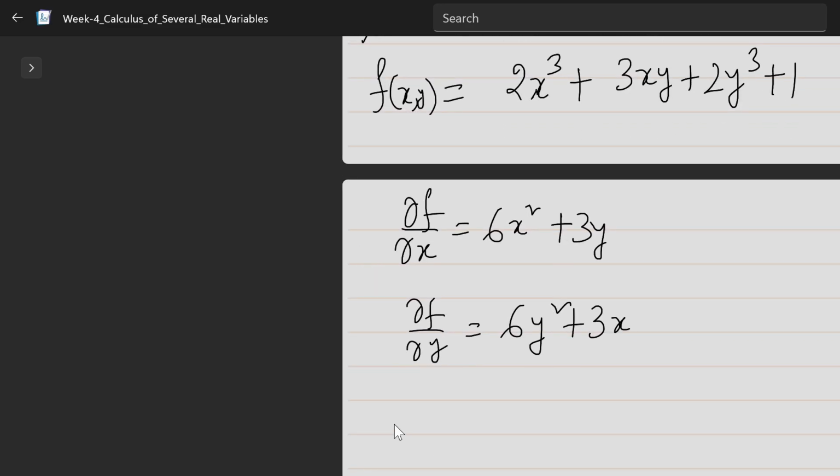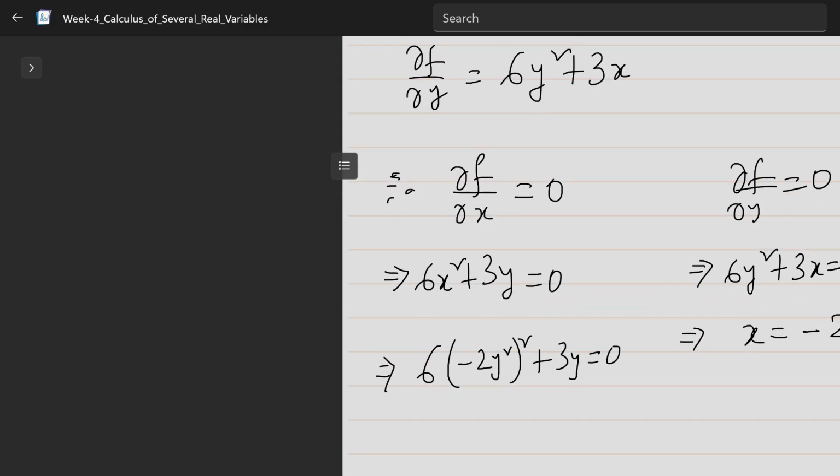So del f del x equal to 0 implies 6x squared plus 3y is equal to 0. And del f del y equal to 0 implies 6y squared plus 3x equal to 0. You have to find the critical point. So how? Just put the value of x here. So what is x? X is minus 2y square. So I'll put the value of x here: minus 2y square plus 3y equal to 0.